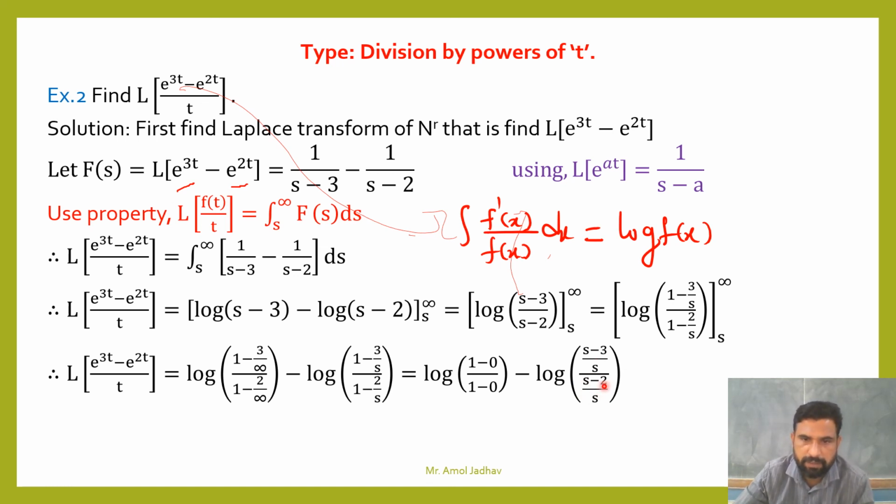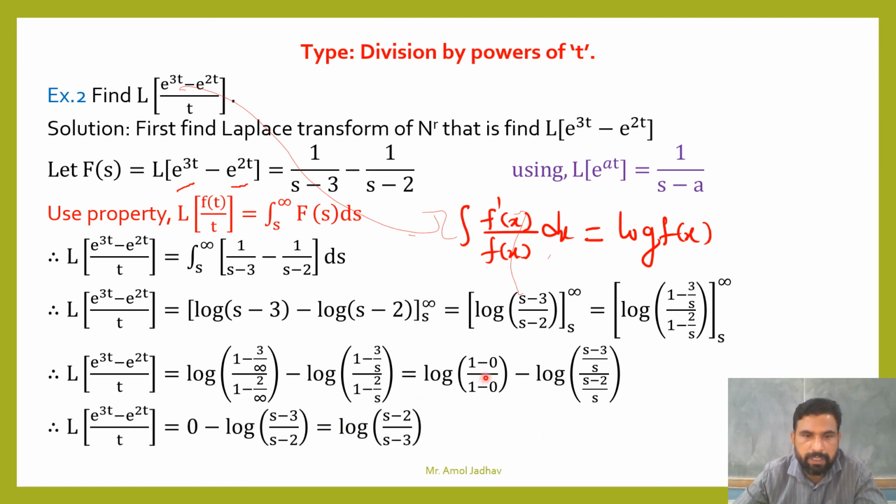Again, multiply numerator and denominator, or cross multiply; s into 1, s minus 3 divided by s, this is the simplification part. Now log 1 is 0, and the second term is minus log of s minus 3 upon s and s minus 2 upon s, where s cancels, giving minus log of s minus 3 upon s minus 2. The answer is log of s minus 2 upon s minus 3, because the minus sign cancels.